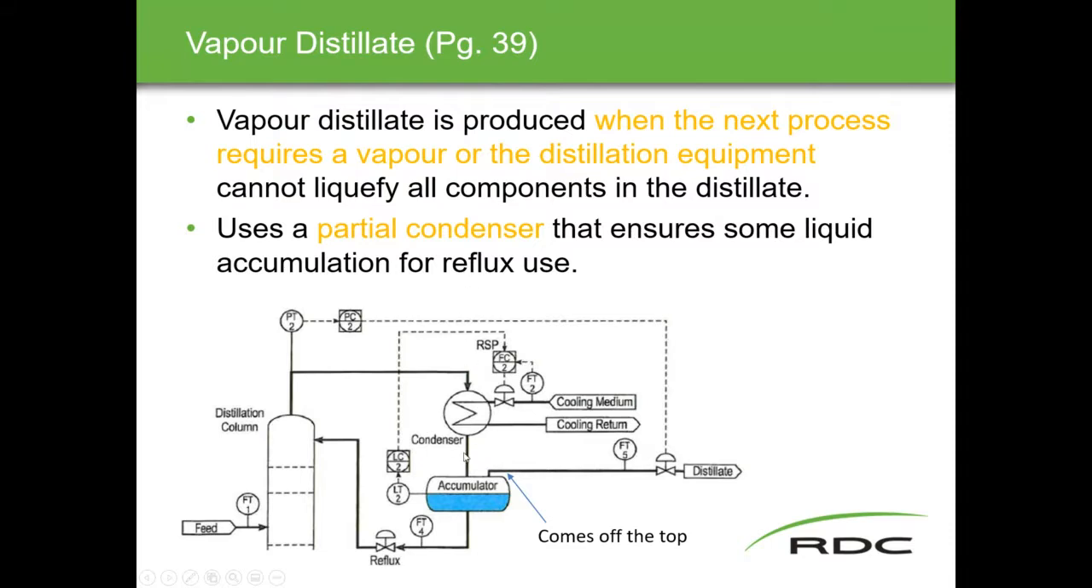So basically what happens here is vapor's coming off, coming over, going to the condenser. It's condensing some of it, depending on how much cooling water we've got going in here. Some of it's going back into our system. Some is not coming off the bottom here and going out as distillate liquid. We have it coming off the top as distillate gas. That's called vapor distillate. Vapor distillate uses a partial condenser that ensures that some liquid accumulates for reflux use, but we also get some vapor that we can use for the next system that requires vapor.